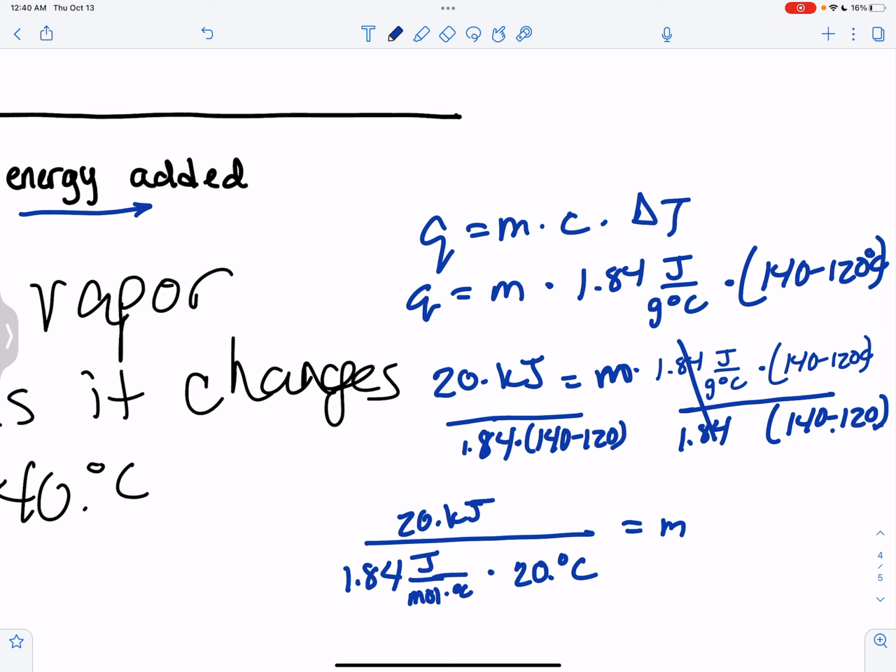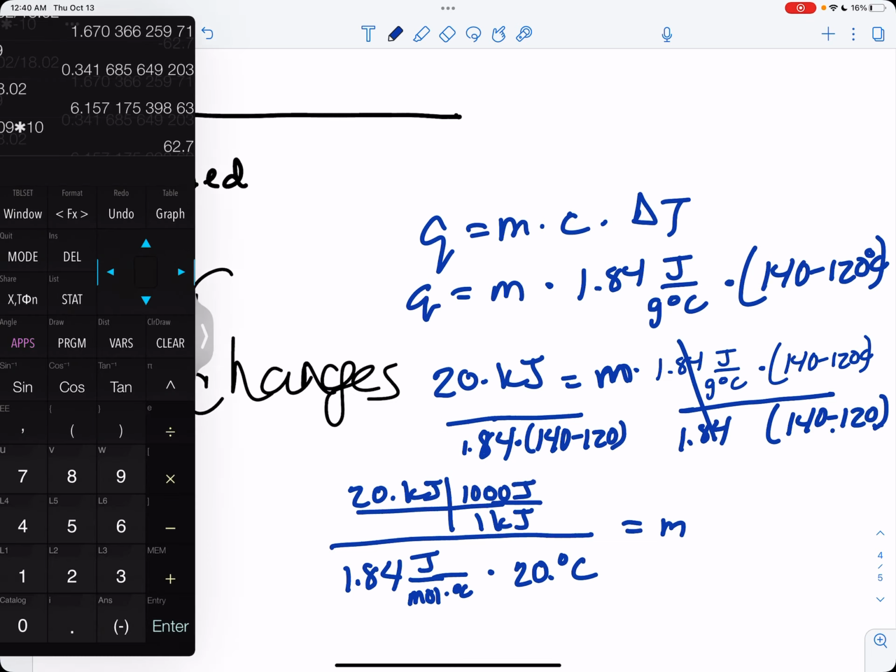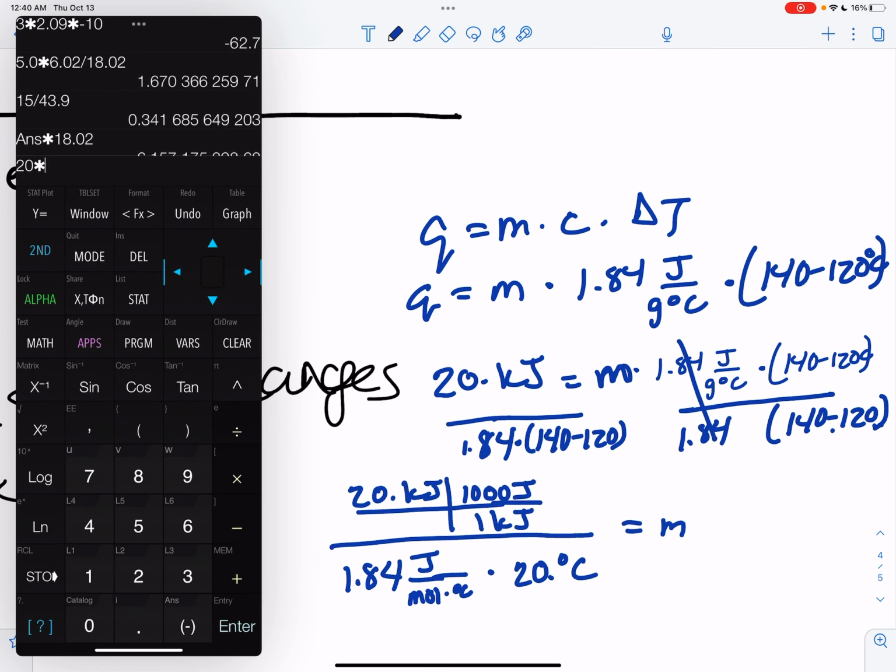So the problem here is that I have a kilojoule unit and I have a joule unit. So one or the other of those I need to put into joules. I'm going to go ahead and convert the top number because I have enough space for it up here. So I'm going to take my 20 kilojoules, and in 1 kilojoule there are 1,000 joules. So I have 20 times 1,000 divided by 1.84 divided by 20.